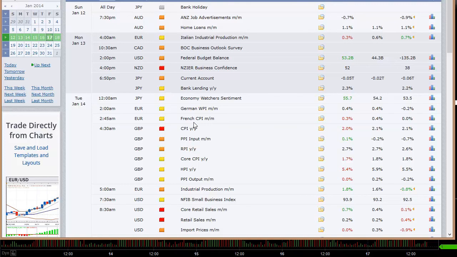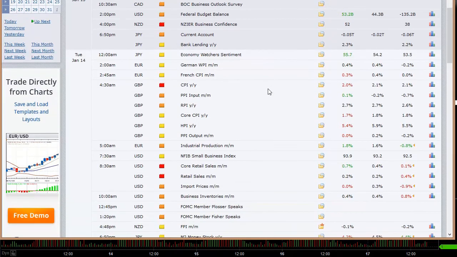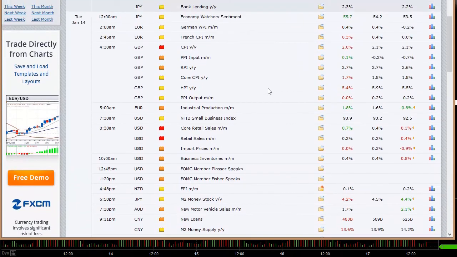We will have levels for Sunday and Monday, but we will have no calls Sunday night going into Monday, as it's usually not worth trading the U.S. bank holidays. So we'll pick it up Monday going into Tuesday, where we've got, like I said, the Japan current account, economy watcher sentiment out of Japan. Europe, we have the German WPI, French CPI. 4:30 a.m. Tuesday out of the UK, CPI, RPI.